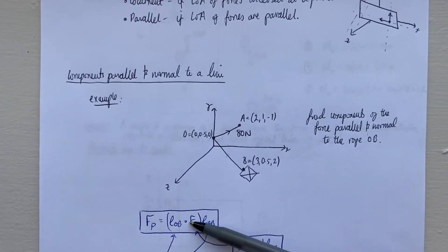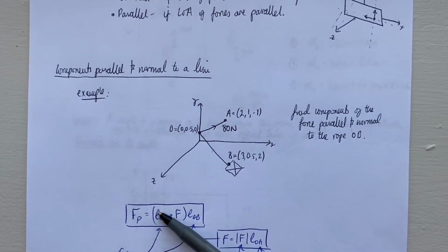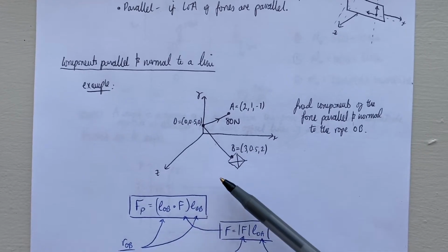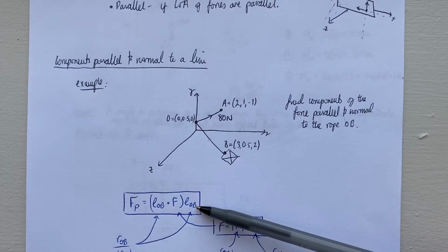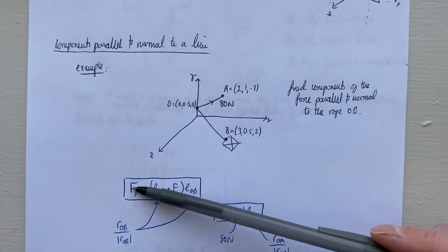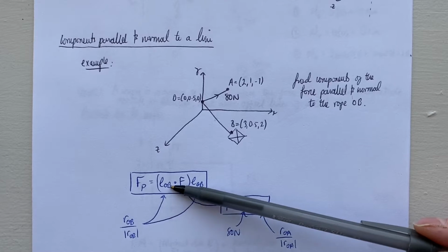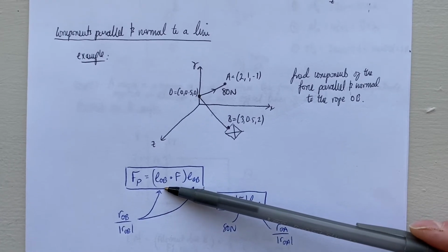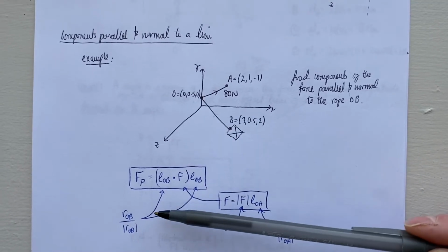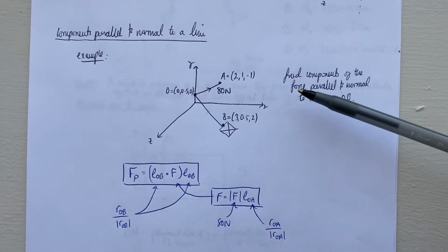Now there's a formula for this. The force parallel is equal to the unit vector in the OB direction, dotted with the force vector itself, multiplied by the unit vector in the OB direction. So there's a few bits that you need to work out in order to put these values inside this formula. The first thing is the unit vector in the OB direction. Well, we've just reviewed how to do that. We find the position vector ROB, and then we divide it by its magnitude. So then we can plug that into there and there.